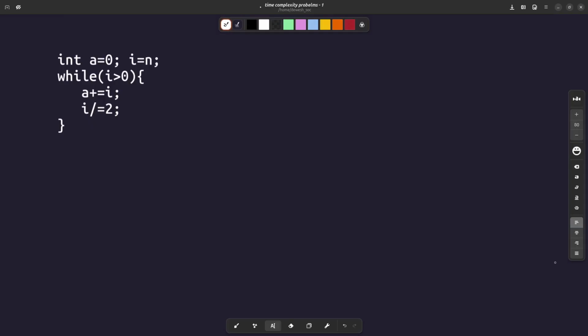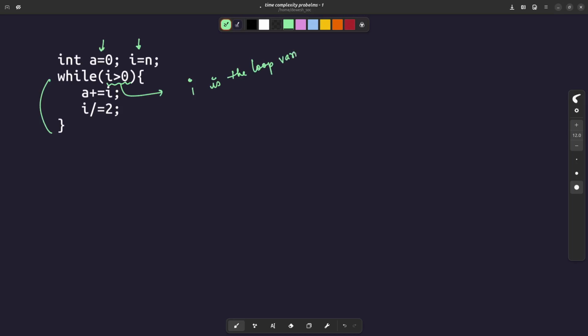Okay guys, so this is problem number 4. So this is a while loop. If we look at it, there are two variables. There is a, then there is i, which is initialized to n. And the while loop, the governing variable is always here inside the brackets. So we see clearly that i is the governing variable. i is the loop variable.